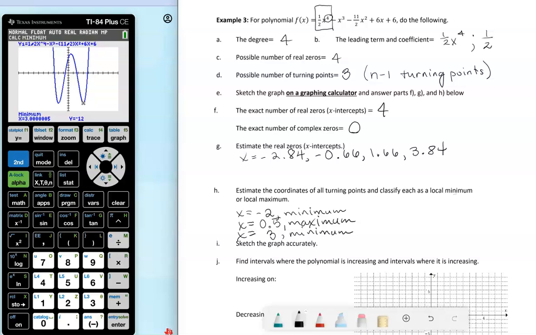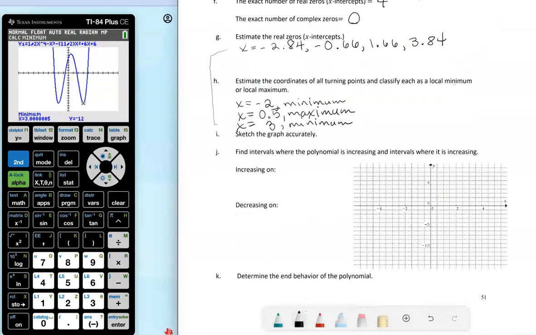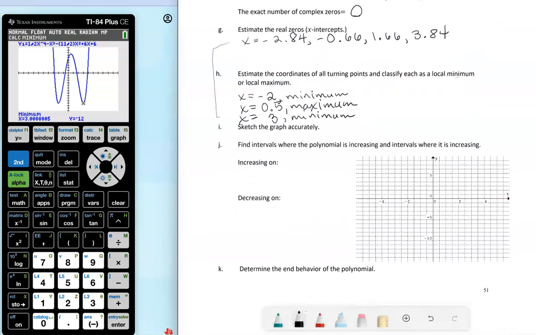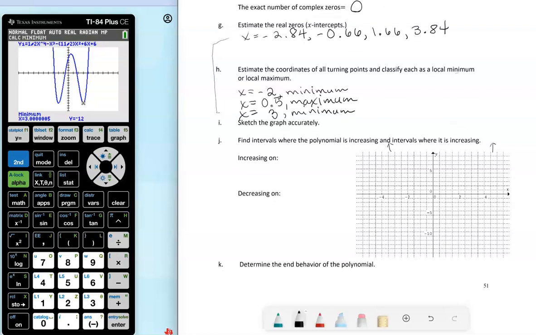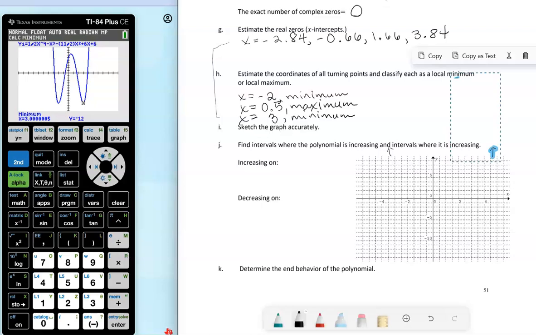Now we are to use this information to sketch our graph. So to start off with, once again, we know it's an even function where the leading coefficient a sub n is greater than 0. So I expect my graph to look like this on the endpoints. I'm going to go get my minimums and my maximums in.